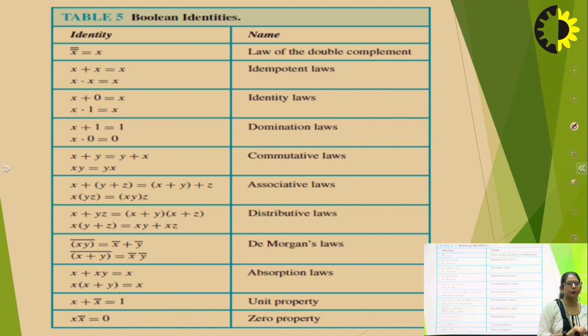Absorption, as we say, x plus xy will always be our x, and x multiplied by (x plus y) is again our x. Now, unit property. What does the unit property say? If we add a variable to its complement, then it will be 1, that is the unit property. And the 0 property, what does it say? If we have the dot operation of a variable with its complement, then the outcome will always be 0.